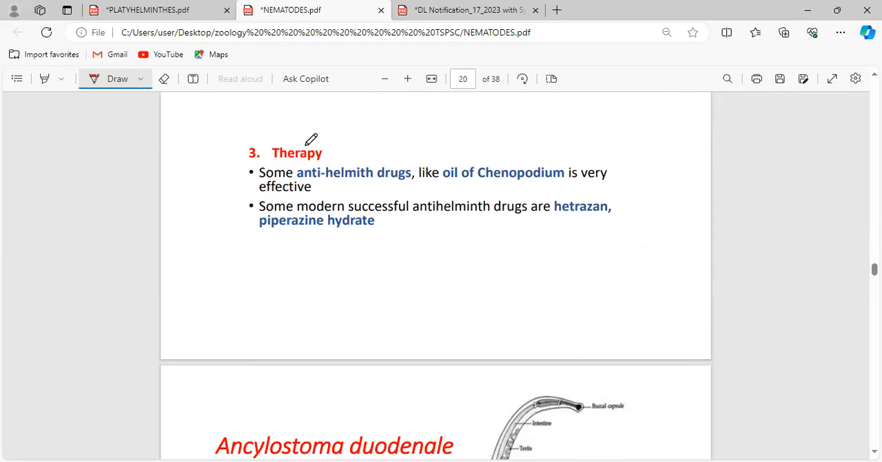And what drugs treat this Ascaris? Anthelmintic drugs. And what are the anthelmintic drugs? Oil of chenopodium is very effective. The most modern successful anthelmintic drugs are hetrazine and piperazine hydrate.